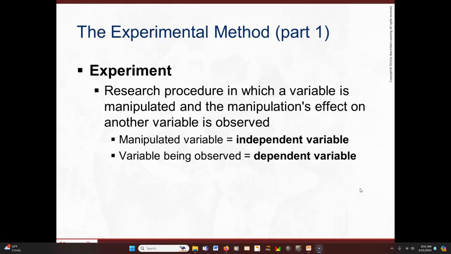Now, sometimes what might occur is what researchers call a confound. A confound in an experiment is a variable other than the independent variable that is also acting on the dependent variable.